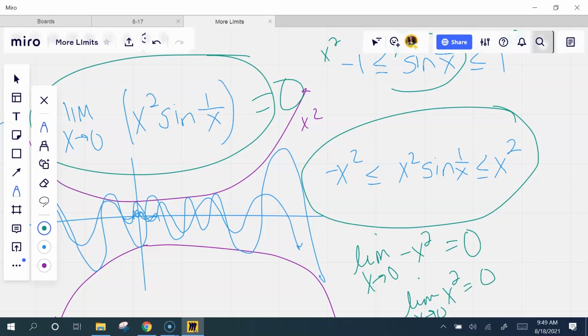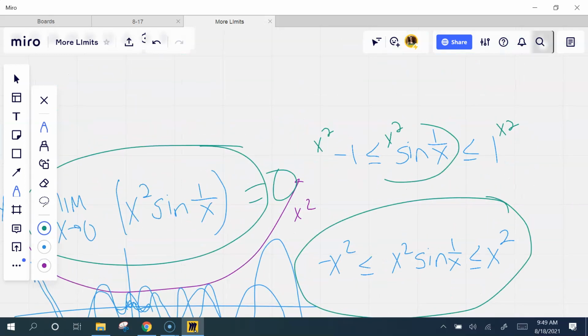Here's the way you're always going to use the sandwich theorem. You put your basic trig function in the middle. If it's sine or cosine, it's between negative 1 and 1 every time. Then whatever you need to do to the middle to make it look like this, you just do to all sides. Then you can find the limits of the outsides, and it'll tell you the limit of the inside.